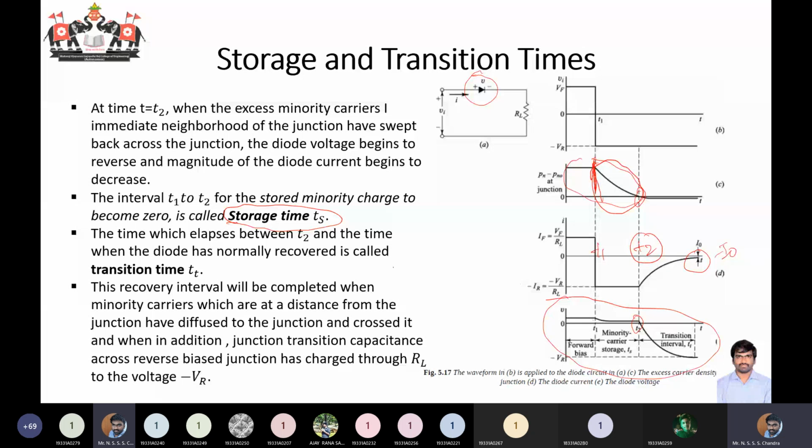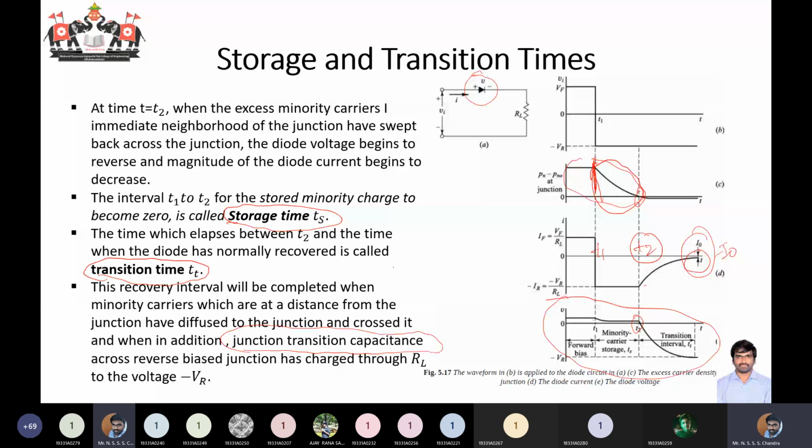And the time from T2 till the time the diode has fully recovered to the reverse bias condition is said to be the transition time. So during the transition time, what happens? Your junction transition capacitance will get charged. So it takes some time for the capacitance of the diode to be charged.